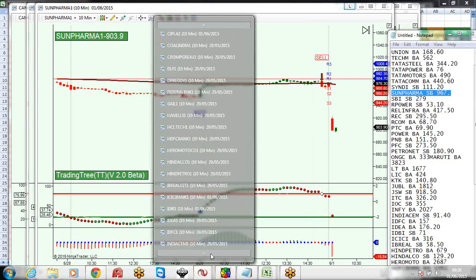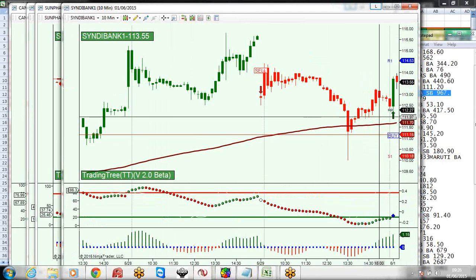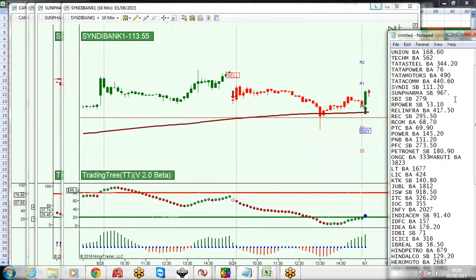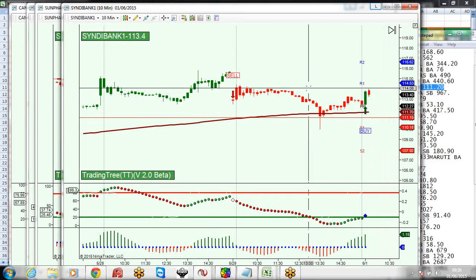Syndicate Bank, I will show you. I have put it as a sell below, but we actually have a buy call there. That means the sell call we had placed has not triggered, and now we have a buy call. We can buy at this particular price, 114. You can buy it above 114.10.